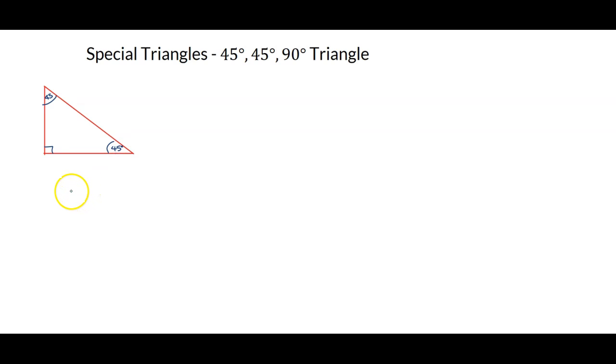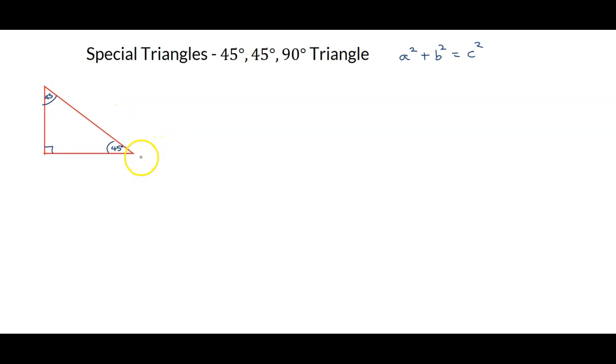And whenever we have right triangles, we want to think about the Pythagorean theorem, and the Pythagorean theorem simply states that in a right triangle, the sum of the squares of the legs of the triangle is equal to the square of the hypotenuse. The hypotenuse is the longer side of the triangle.